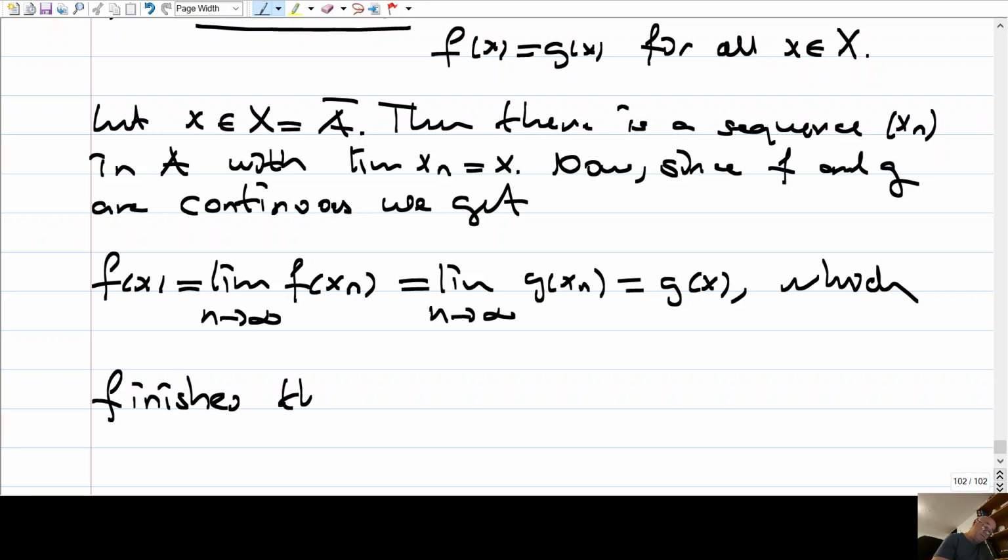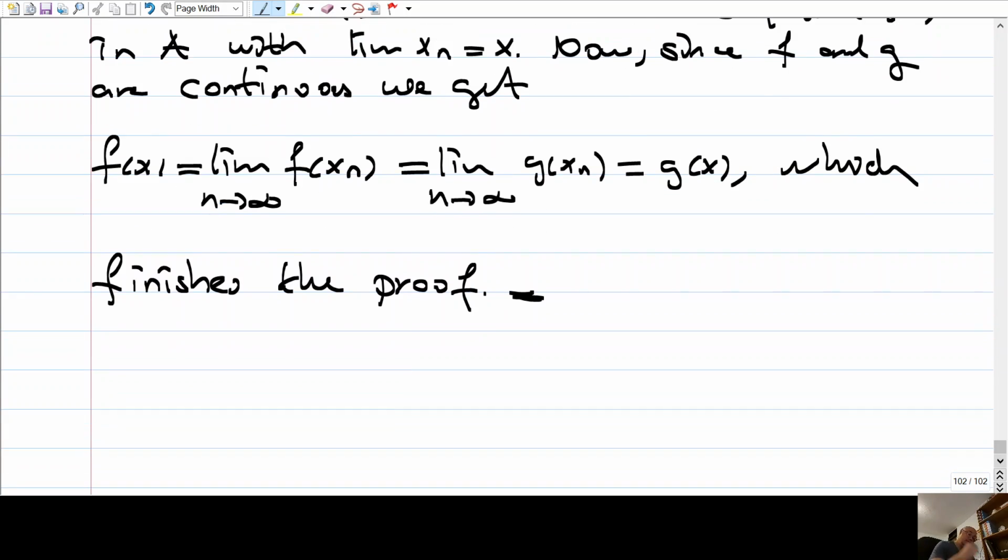Okay. So whenever you have a continuous function and if you know its values on a dense subset, then actually you know the function, okay? Do you have any questions so far? All right.